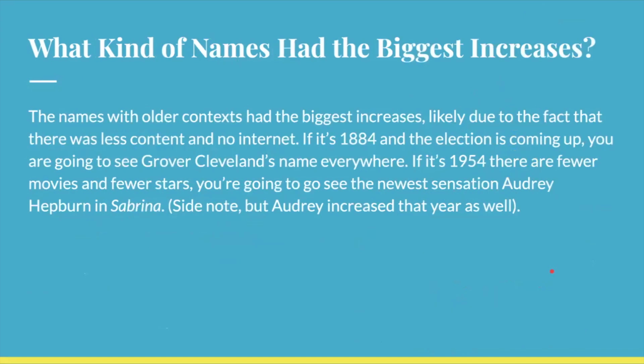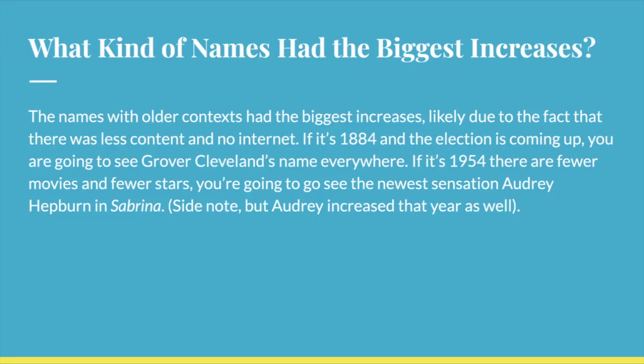What kind of names had the biggest increases? The names with older contexts had the biggest increases. The ones that are more related to the last couple years did not have as big of increases, and this is likely due to the fact that there was just less content and no internet growing, prior to maybe the 1950s and 60s when television started becoming popular.